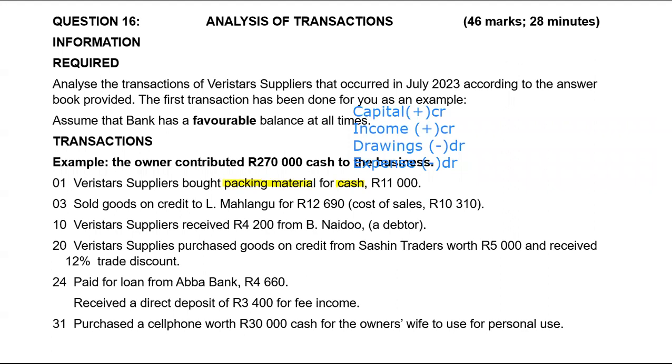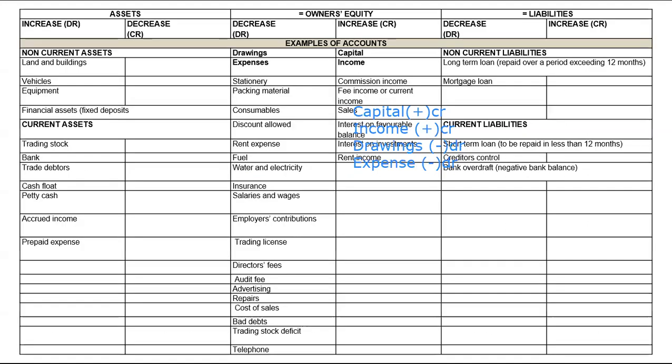We know that. What is packing material? Is it an asset? That's why you are going to get confused. You want to know what it is unless you remember this list from the beginning of the year. And you will notice that packing material falls under expenses. There it is. It is an expense. The more we spend on an expense, that expense will increase on the debit side. As I've specified, expenses increase on the debit side.